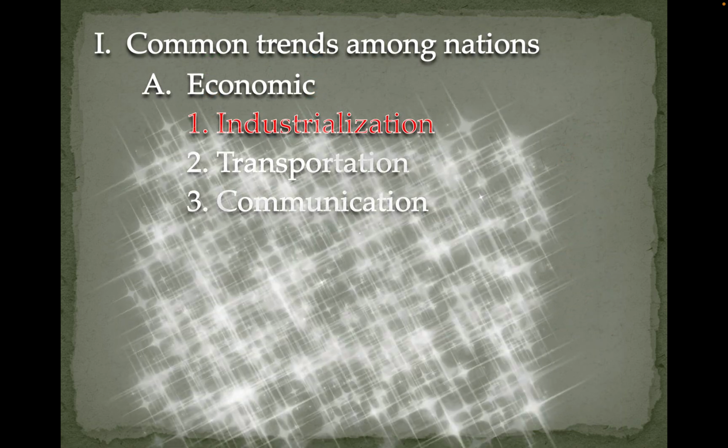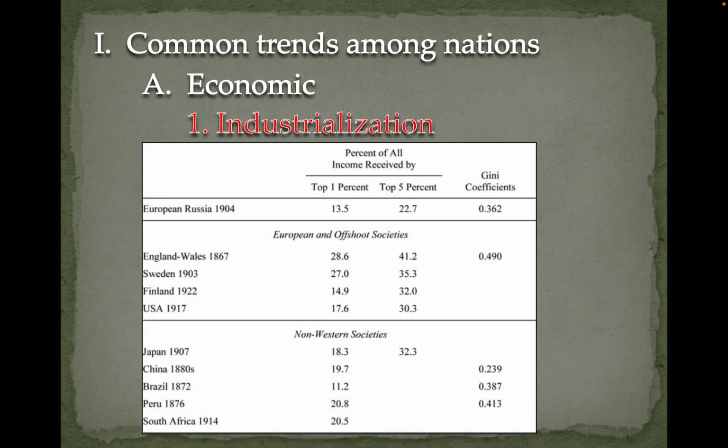Okay, industrialization also is going to create another big problem: wealth inequality. Right, what you see here is the percent of all income received by the top 1%. So take a look, for example, the very first country you see there is Russia in 1904. The top 1% of the people receive 13.5% of the nation's income, right? And Russia's not even the worst. You see England, Sweden, Finland, United States, Japan, China, Brazil, Peru, and South Africa here, and the numbers are staggering.